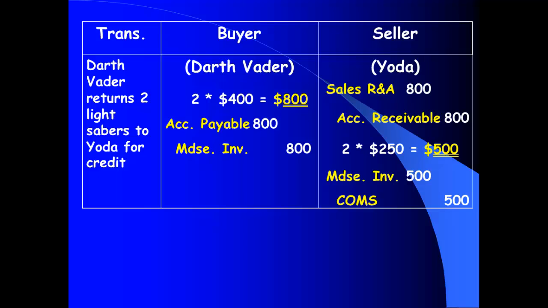Let's pause for a minute right there. Let's look at the buyer's books. And I want you to tell me how the entry for the buyer's return compares to the entry for the buyer's purchase. They're reversed. They're the exact opposite, aren't they?